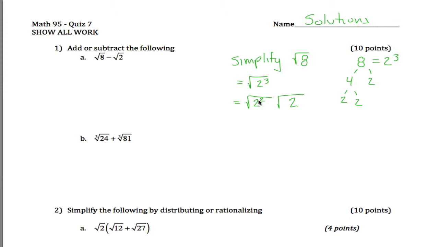I have 3 of these 2s. Put 2 here, 1 here. The square root of 2 squared is just 2. So the square root of 8 is the same as 2 root 2. In other words, what this problem is asking me to do is figure out what 2 root 2 minus 1 root 2 is, and the answer is just 1 root 2. So my answer is just root 2. If all this helps you, go for it. If it doesn't, skip it.